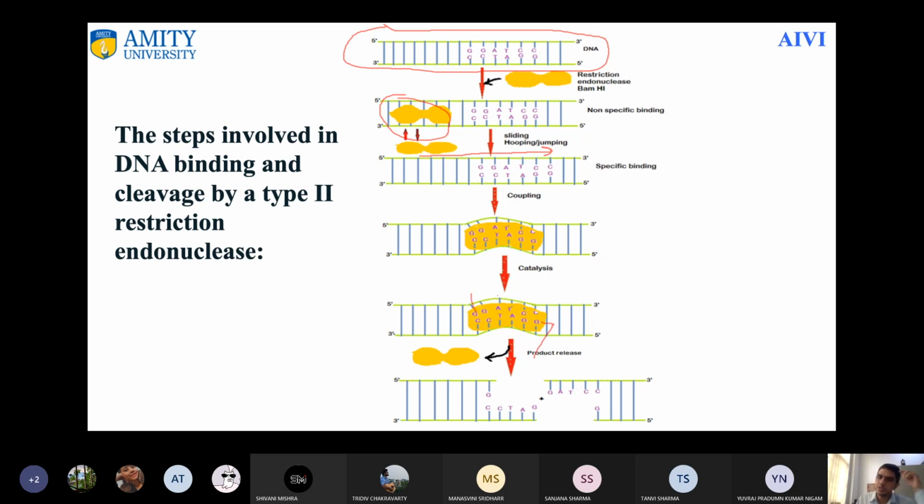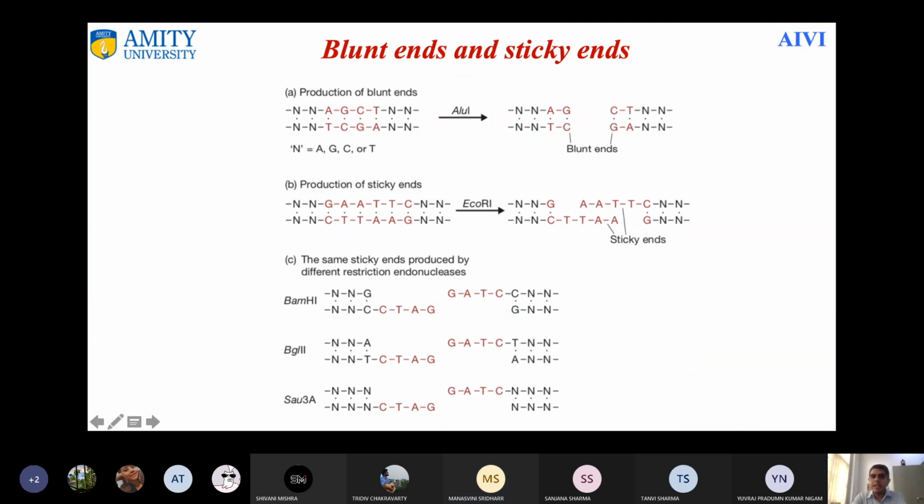All type 2 restriction endonucleases are going to produce a cut on both the strands. So they release two fragments, this one and this one. So this is the way your restriction endonuclease type 2 acts. Is it clear to you? Is it clear how type 2 is acting? Yes, sir, it's clear.